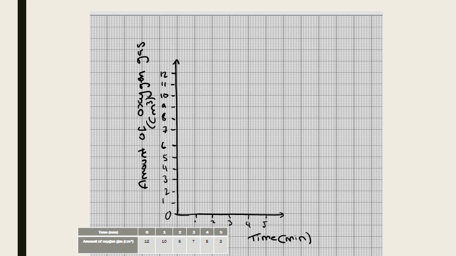Okay, and now we plot the graph. So 0, 12, 1 at 10, 2 at 8, 3, 7, 4, 5, and 5 is at 3. And then we can stop.